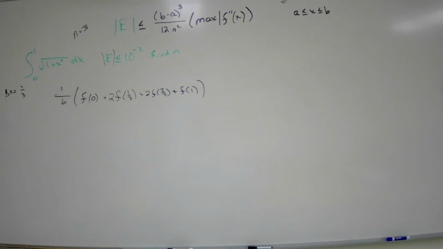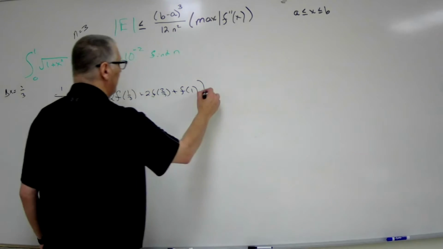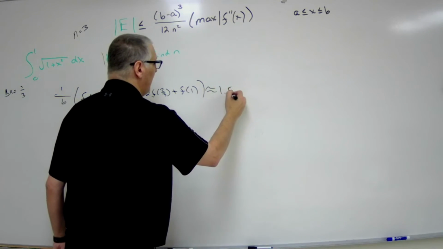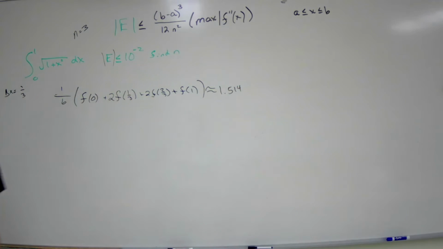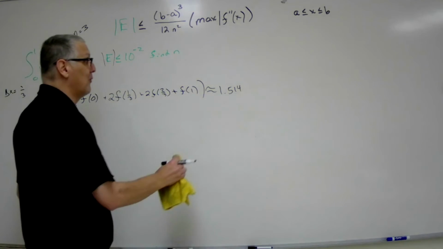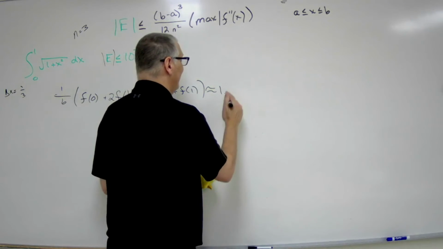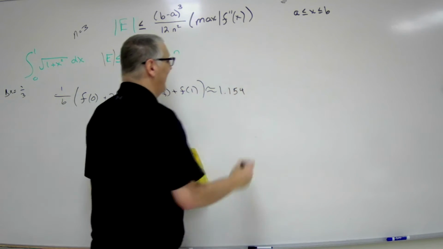When you throw that in the calculator, because I know you all can throw this in the calculator, you're going to get about 1.514. There's so many mistakes here, bro. I know, right? Look, and I even made another one. It's 1.154. It's one of those days. I don't even want to post this. It's so bad.